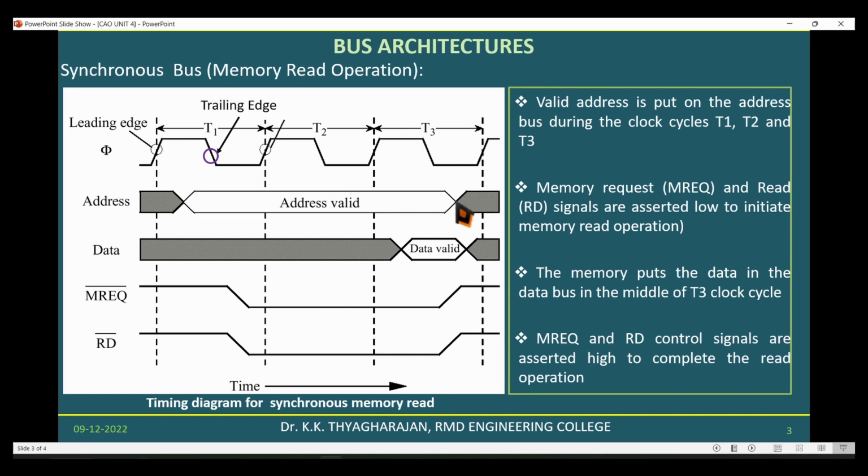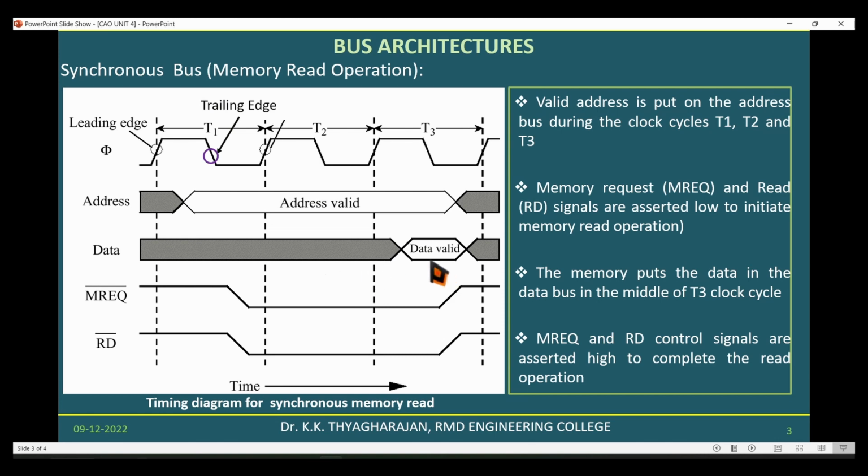point in T3. When the address is given to the memory chip, it will not immediately put the data on the data bus. We have to give the memory request signal to select the chip. After that, we have to give the read signal. So the memory request and read signals are available from this period in T1 to this period in T3.